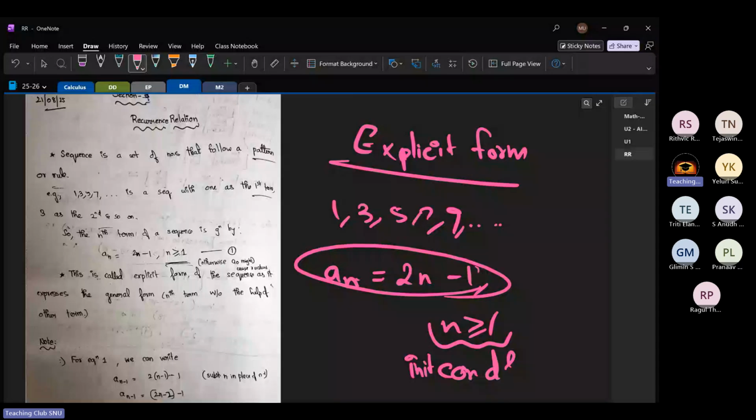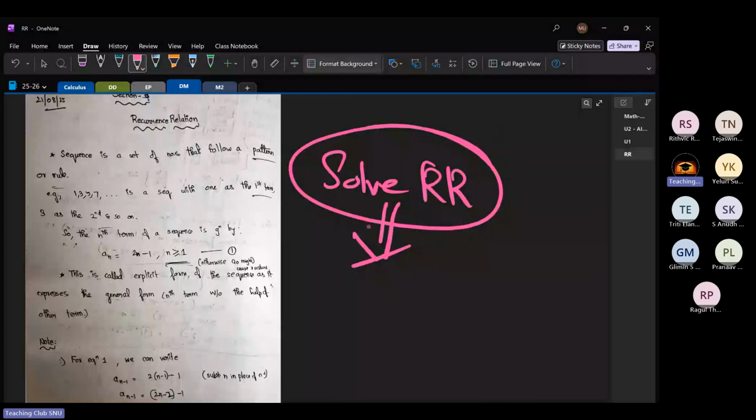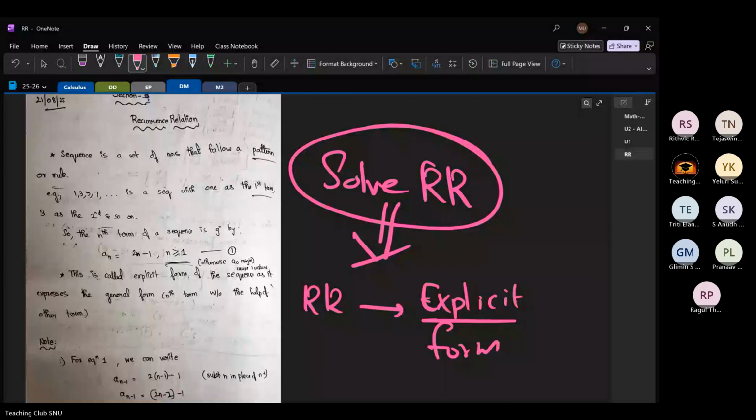Explicit is just the English meaning, right? Same explanation. It is directly dependent on the value of n or whatever. Great. So is this clear? Can we move forward? Is this clear? Yes. Okay, great.